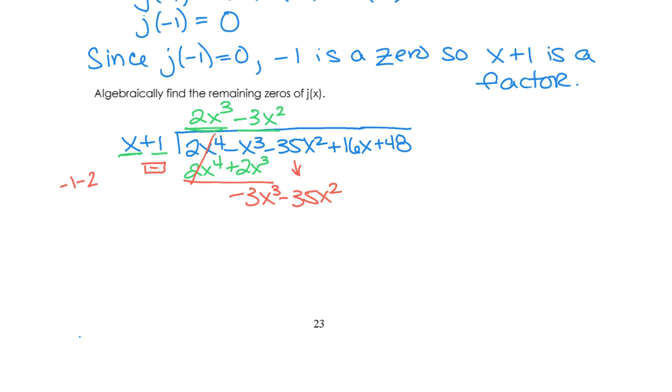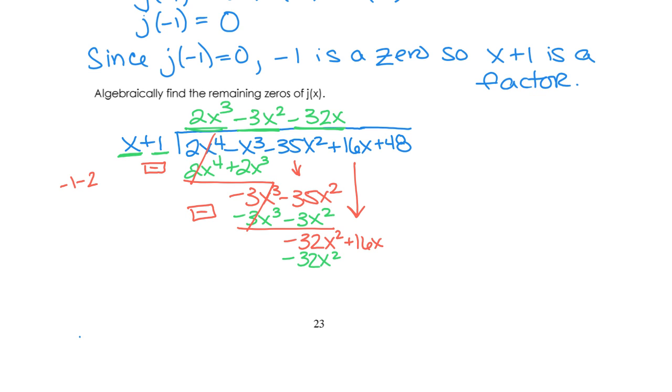Negative 3x squared times x is negative 3x cubed. Negative 3x squared times 1 is negative 3x squared. Put our minus sign and subtract. My first set of terms cancel. Negative 35x squared minus a negative 3x squared is negative 32x squared. Bring down my next term, which is positive 16x, and we're back up at the top, needing a negative 32x. So negative 32x times x is negative 32x squared. Negative 32x times 1 is negative 32x.